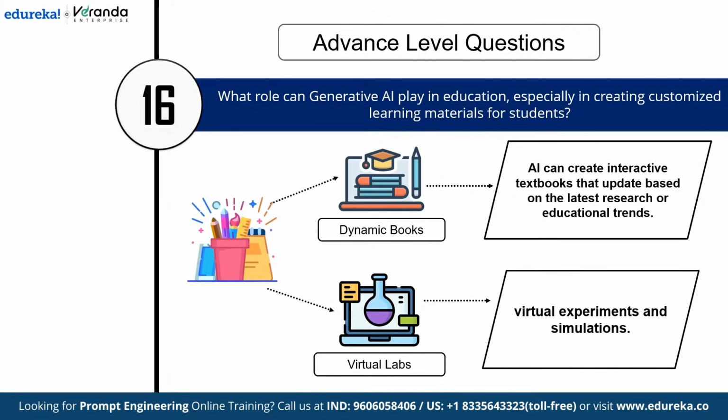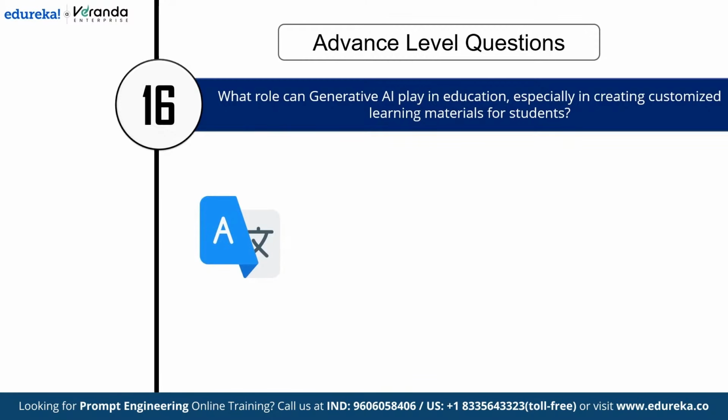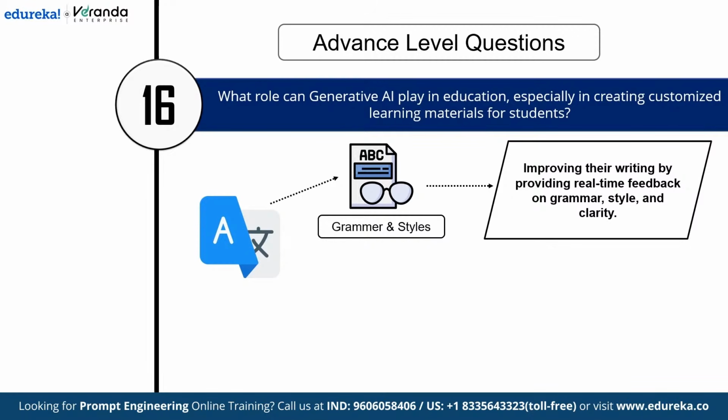Next, simulations and virtual labs. AI can generate virtual experiments and simulations, allowing students to explore complex scientific concepts in a safe, controlled environment. Next, language and writing support. In grammar and style suggestions, AI can assist students in improving their writing by providing real-time feedback on grammar, style, and clarity. It can also suggest alternative phrases or vocabulary based on the student's level.